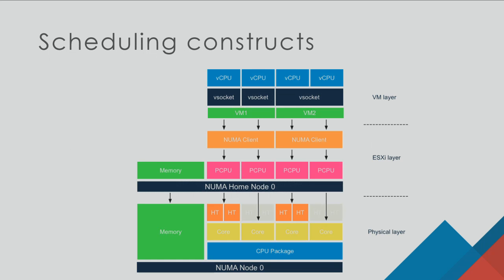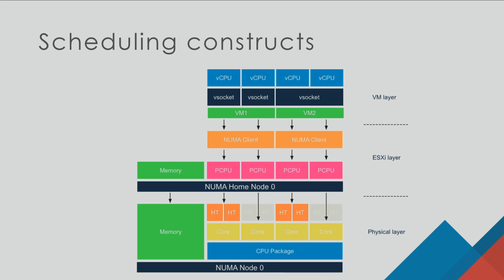So I made a diagram of the components. In the lower part, you will see the physical layer. You see your NUMA node 0. You see your CPU package, which is a fancy word for the CPU, basically with the pins, and your memory. And on that CPU package, you have your cores and your threads.